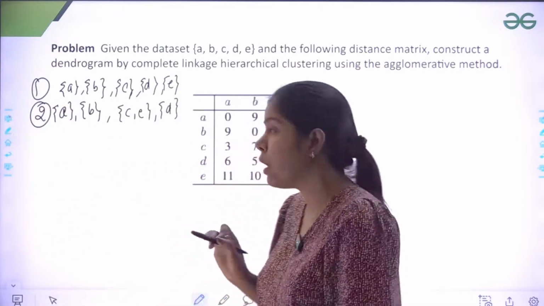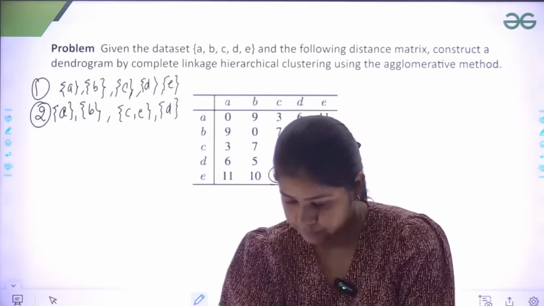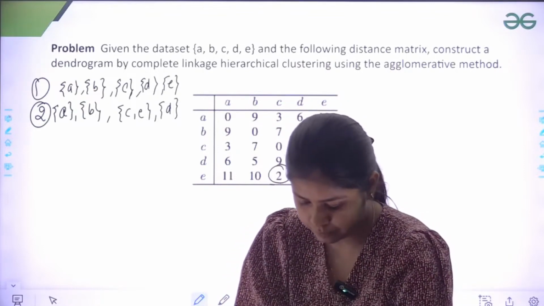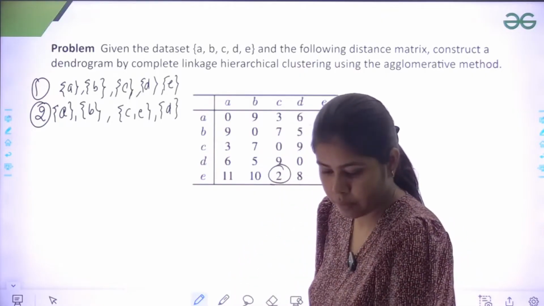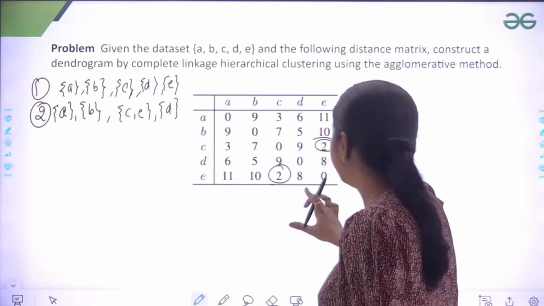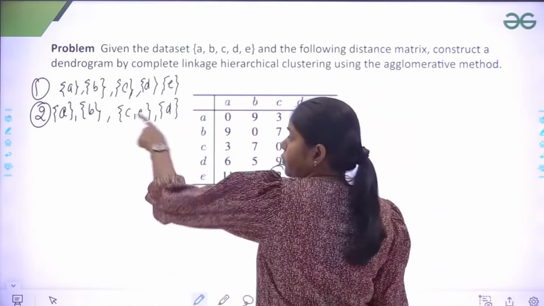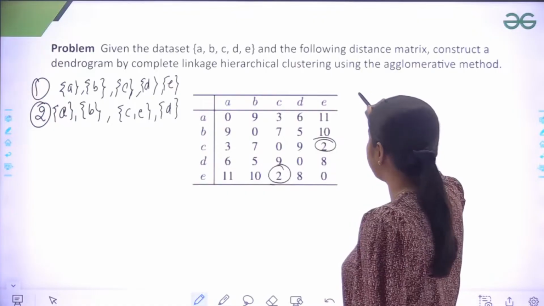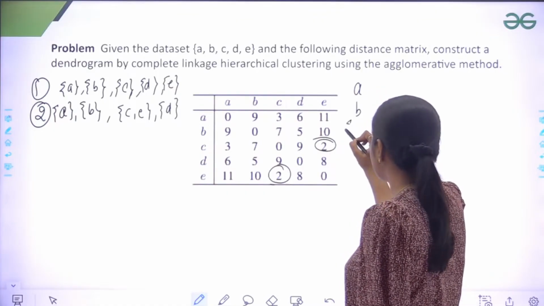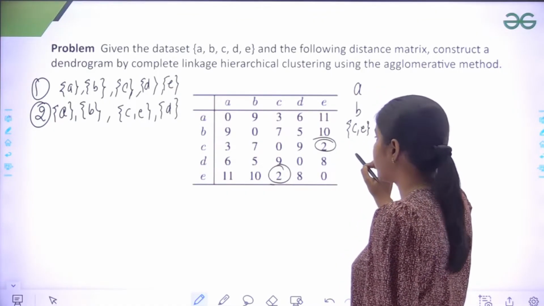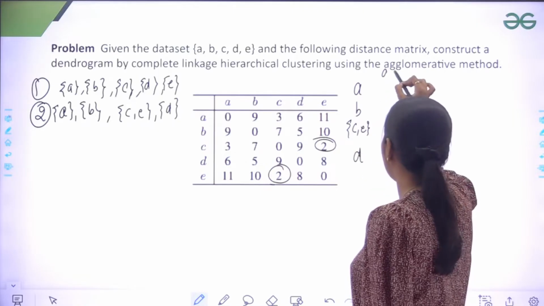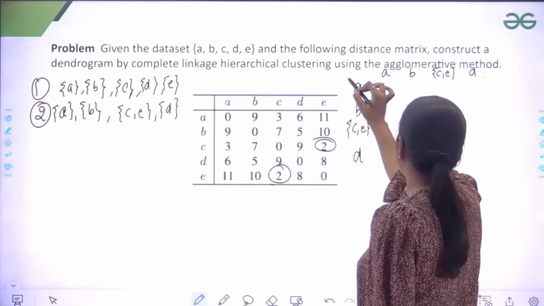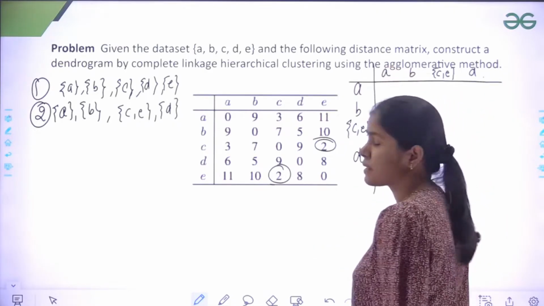Now what I have to do is combine. So how do I combine? Let's write it down here: A, B, C comma E, and D, because now I have to look for the minimum distance. Now I have to form the distance matrix again.